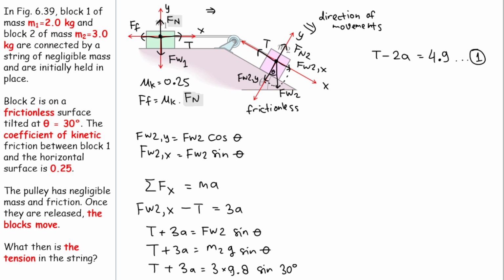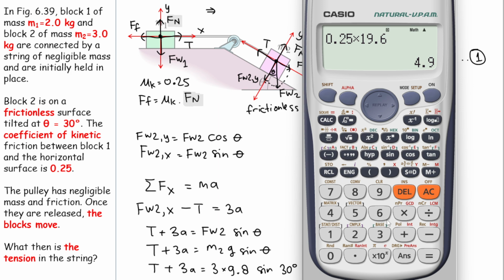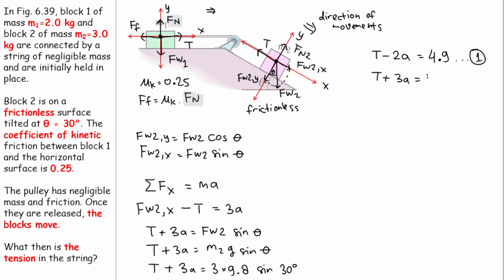And now let's plug these numerical values into the calculator. So we will have T plus 3a here. That will equal this number here. What is it? So we will have 3 times 9.8 times sine of 30. Okay, and that will be 14.7. 14.7, and that will equal this. That will be equation number 2.